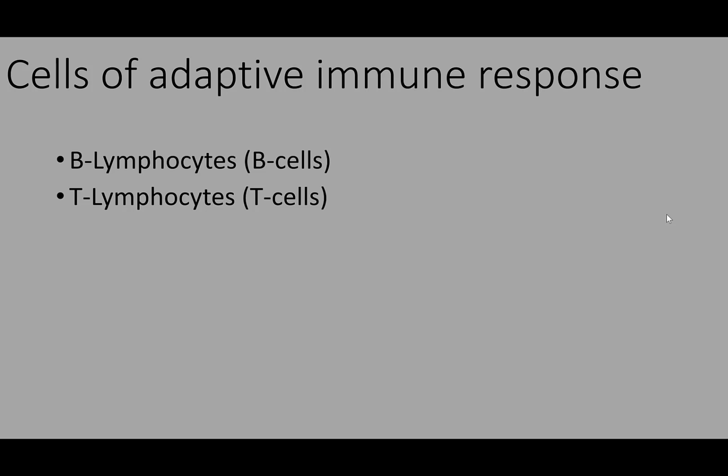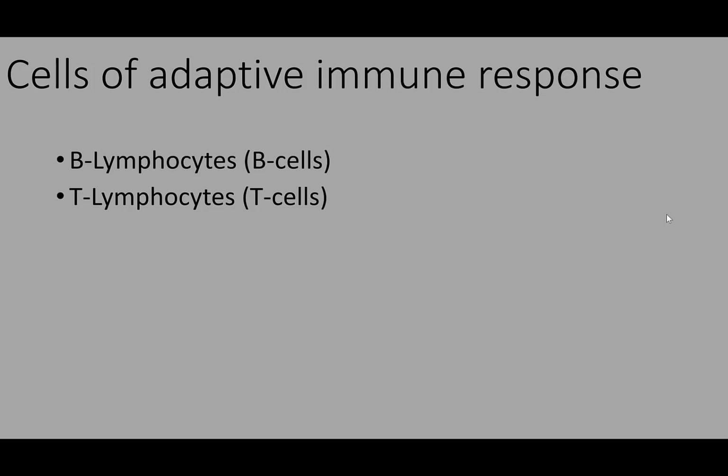All right, so let's talk about the different types of cells in the adaptive immune response. They are going to be lymphocytes. There are B lymphocytes, sometimes just called B cells, and T lymphocytes, sometimes called T cells. B lymphocytes are involved in humoral immunity. T lymphocytes are involved in cell-mediated immunity. There is really just one type of B cell. There are other classes, but we just kind of say there's one type of B cell.